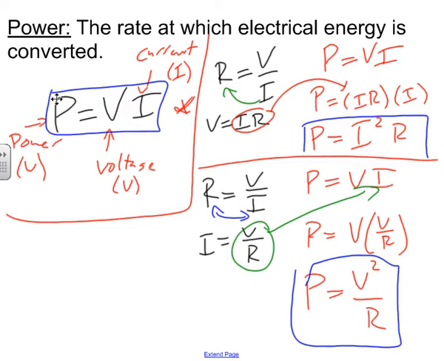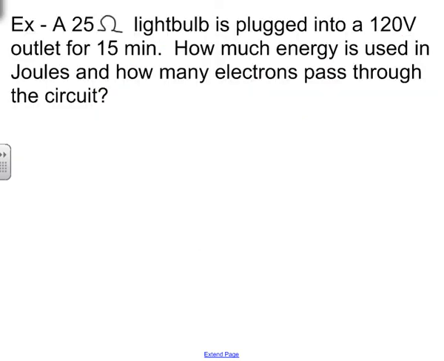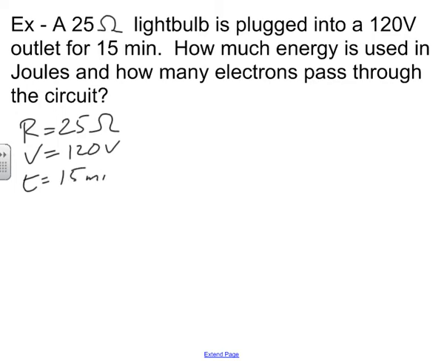So let's look at an example question here. A 25 ohm light bulb is plugged into a 120 volt outlet for 15 minutes. How much energy is used in joules and how many electrons pass through the circuit? With any of these questions, we need to figure out what information it gives us and what it is asking for. Read through the question. Resistance is 25 ohms. Voltage is equal to 120 volts. We know that time is equal to 15 minutes, which is equal to 900 seconds.